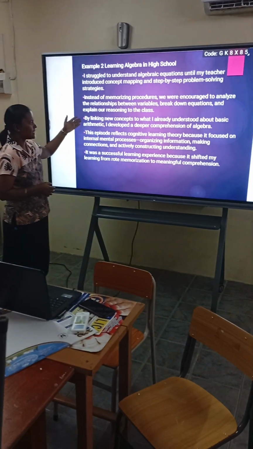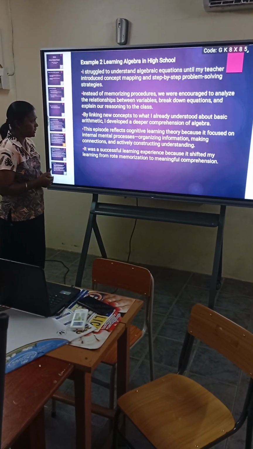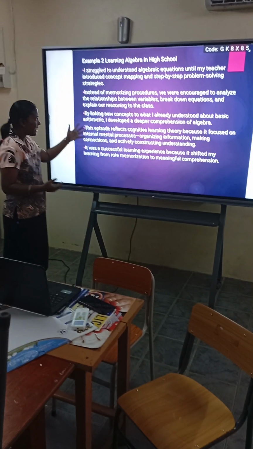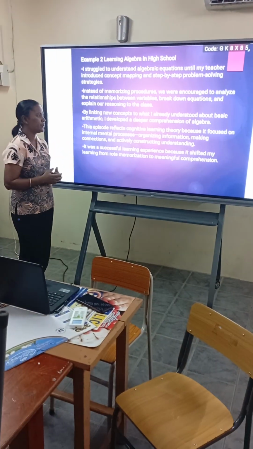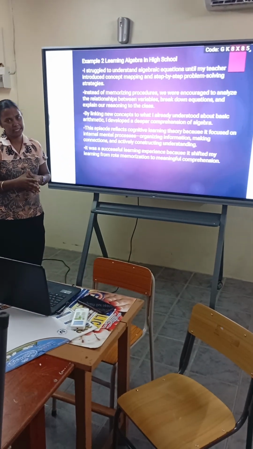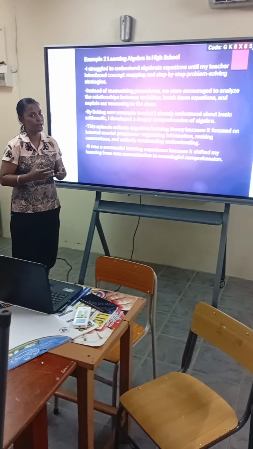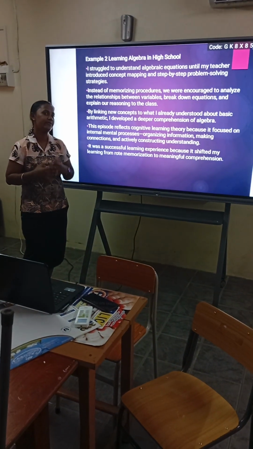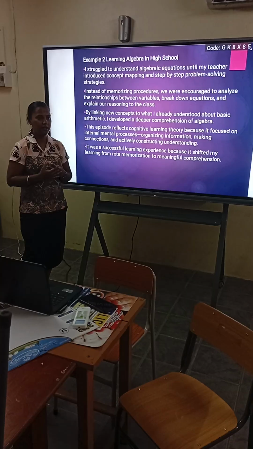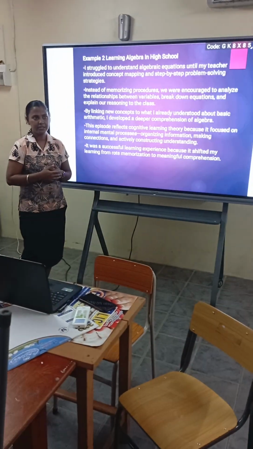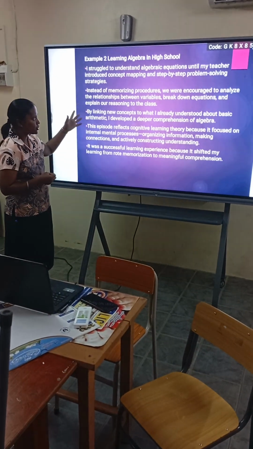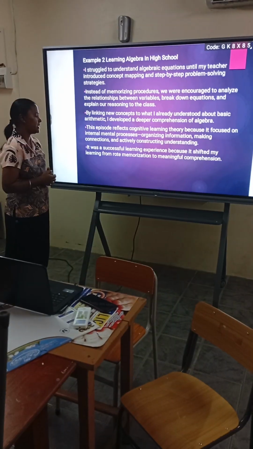By linking new concepts to what I already understood about basic arithmetic, I developed a deeper understanding of algebra, which made learning algebra easier. Normally students find algebra very challenging. But when these approaches were used, it made our learning very easy.